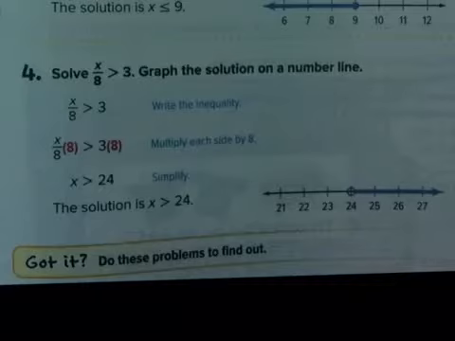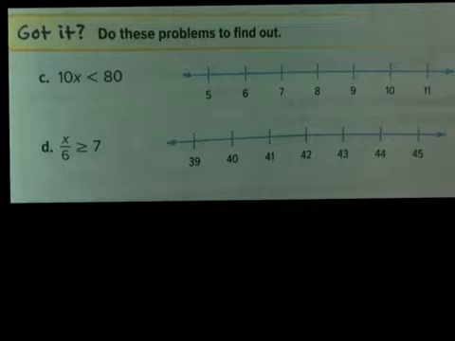And for number 4, we have division. X divided by 8 is going to be greater than 3. So then we have to do the opposite operation, which is multiply. We multiply, and the 8 is gone on this side, and we multiply on that side, and we get 24. So x is greater than 24, but not equal to. So here's 24, so we color everything that's greater than 24, and we do not color in the circle because it's not 24.